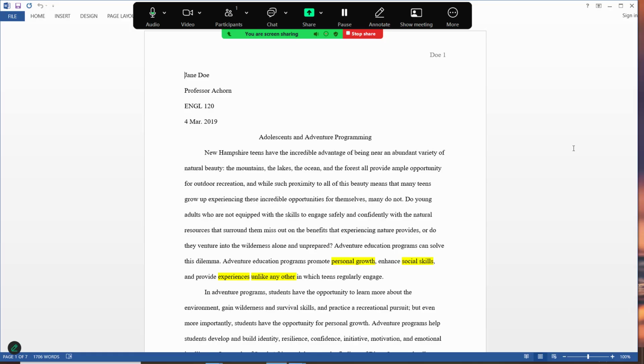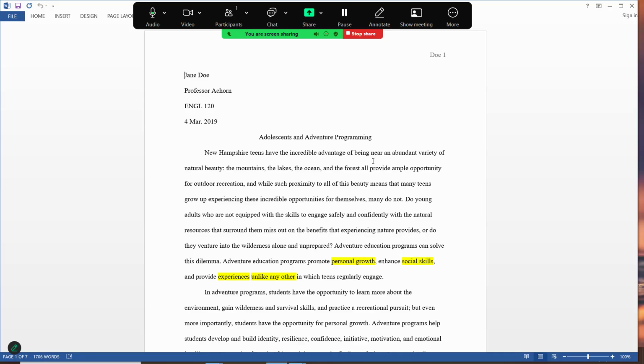We have the strong statement, which includes some descriptive passages and clearly stating what this topic will be about. This student has used a very long opening sentence, and you'll see. New Hampshire teens have the incredible advantage of being near an abundant variety of natural beauty. Now she's going to list. The mountains, the lakes, the ocean, and the forest all provide ample opportunity for outdoor recreation. And while such proximity to all this beauty means that many teens grow up experiencing these incredible opportunities for themselves, many do not.